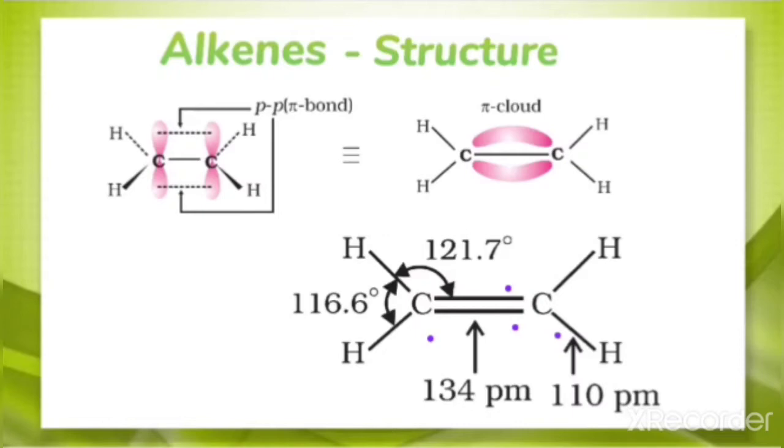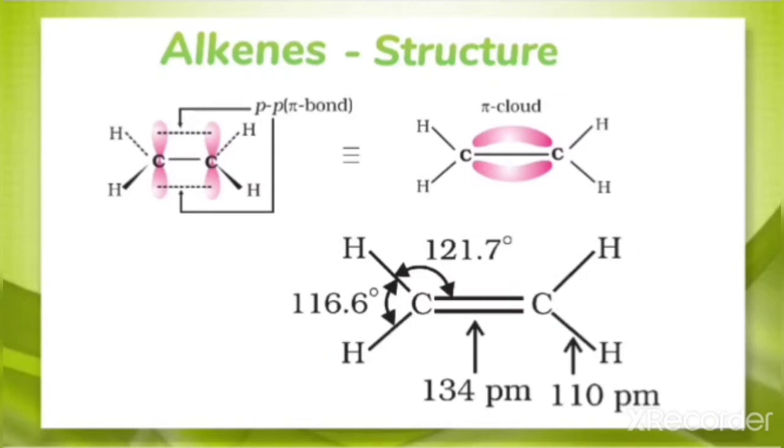So this is the structural formula for ethene. It is showing that the 2 carbon atoms here are bonded by a multiple bond, that is a double bond. One is the sigma bond, the other one is the pi bond, and each carbon is bonded with 2 hydrogens.